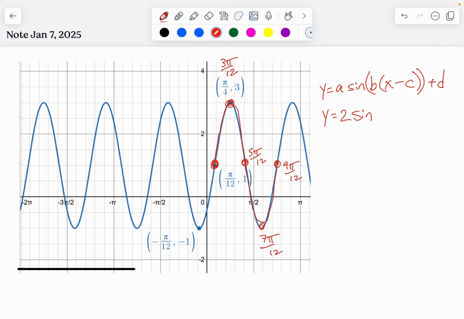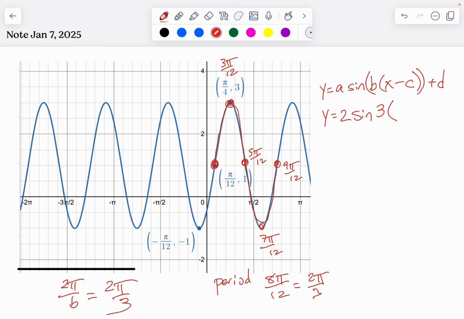And so that tells me that I go from 1 pi over 12 to 9 pi over 12. That means my period is 8 pi over 12. Let's make sure we reduce that. That becomes 2 pi over 3. And so my period is always 2 pi over b, so 2 pi over 3, so my b value is 3. Okay, I haven't done much trig. It's the first day back from Christmas, and here we go.